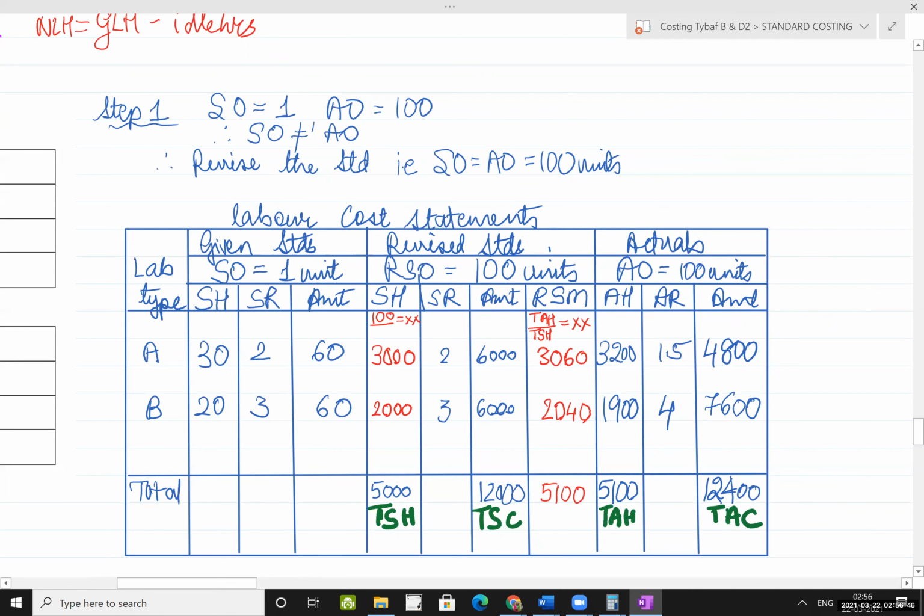Okay, so my given standards are 30 and 20 and 2 and 3. So this is my amount. Okay, 60 and 60. Even if you don't want to calculate the amount column, it's okay, because anyways we are going to revise our standards. So this amount column is not required, because anyways we are revising our standards, right? तो हमें इस कॉलम से एक्चुअली कोई लेना देना नहीं है when we are solving the sum. ठीक है, next what am I going to do?